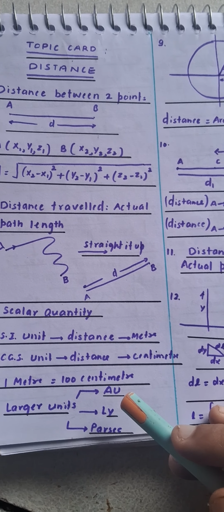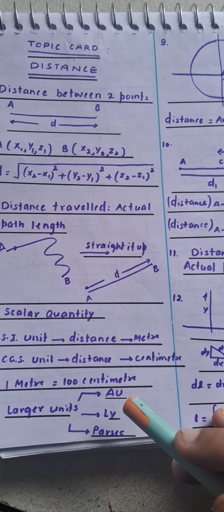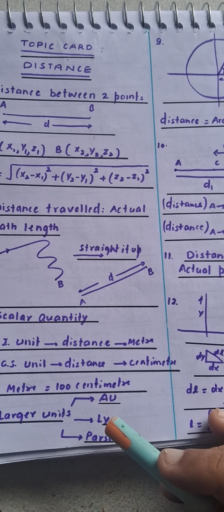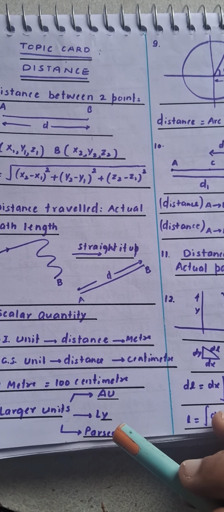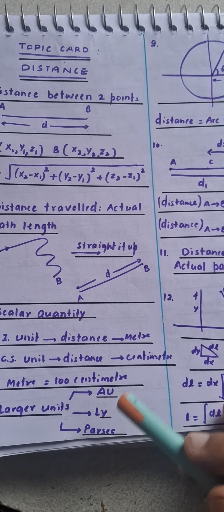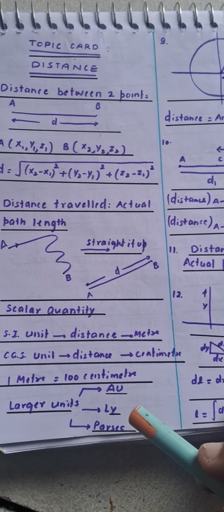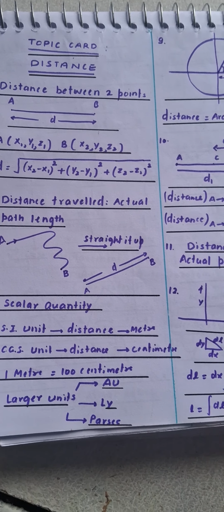Astronomical unit is the average distance between sun and the earth. Light year is the distance traveled by light in 1 year. And parsec is equal to 3.26 light years. So they are very big units of distances.